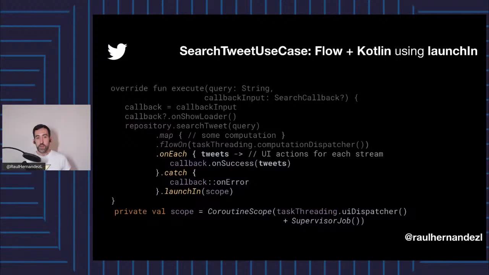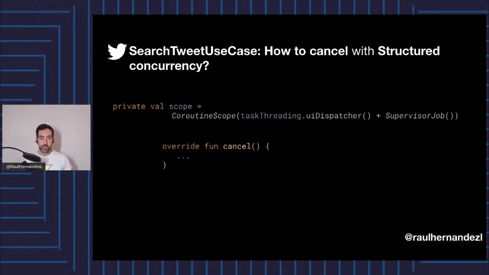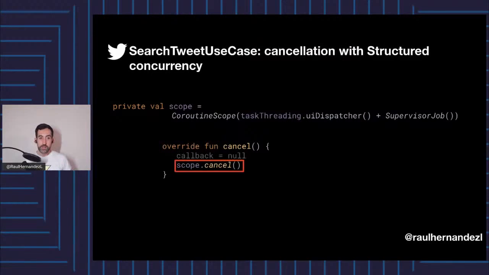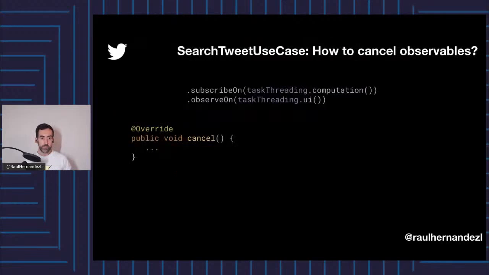Also, this can be done in another way. If we don't want to have this verbose scope.launch, we can use launchIn, which by default does it for us. And actually on each, we're going to replace this collect. So it's the same functionality, catch over there, that's going to be all. Then, if we need to cancel this for making use of structured concurrency, we'll use the cancel method, and then we'll cancel the scope. Obviously, we'll nullify the callback to avoid memory leaks.